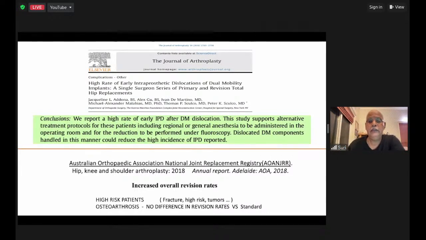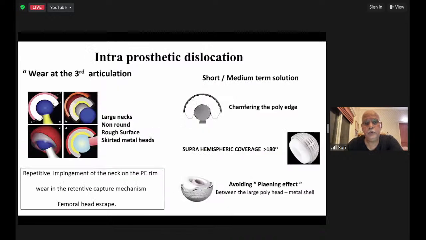And initially, the reported dislocation was basically because of the wear of the conventional poly. Hopefully, that is addressed with the cross-linked polyethylene. But the Australian registry has shown that the dual mobilities have a slightly higher revision rate. But if you dissect this paper, you find the increased revision rate is because all these are high-risk cases. So maybe universally, it may not be the true story.